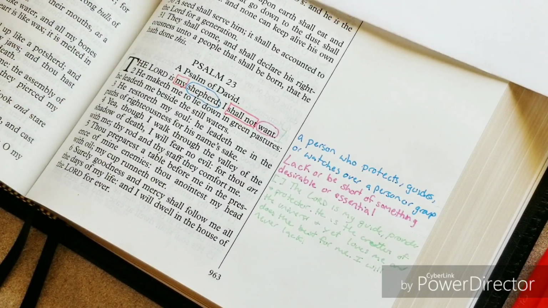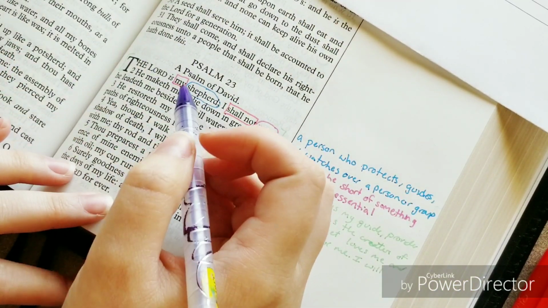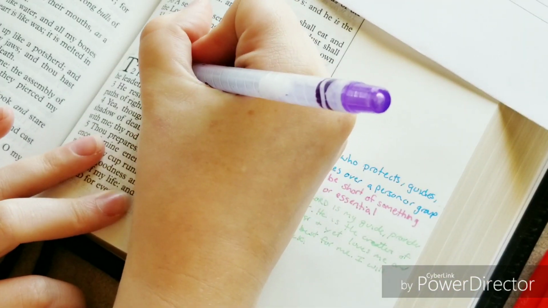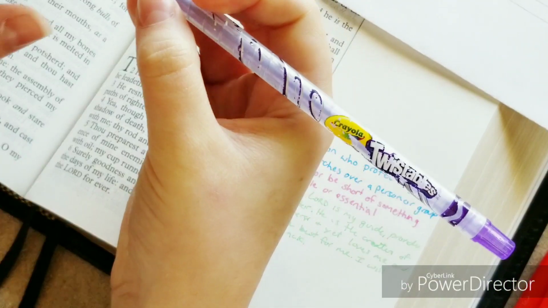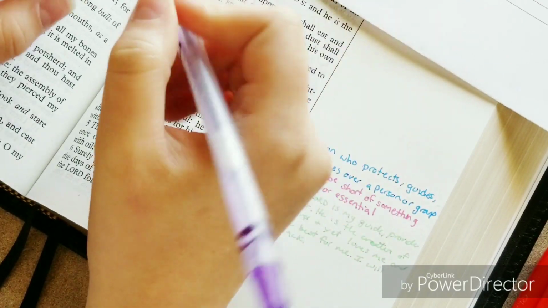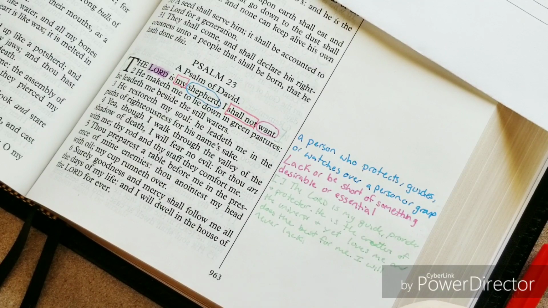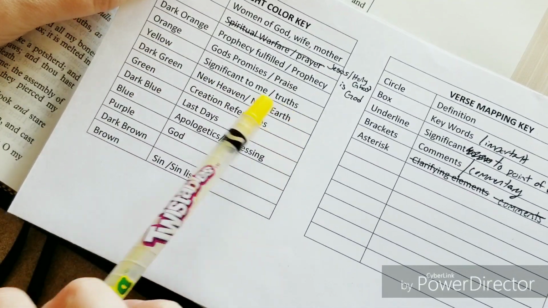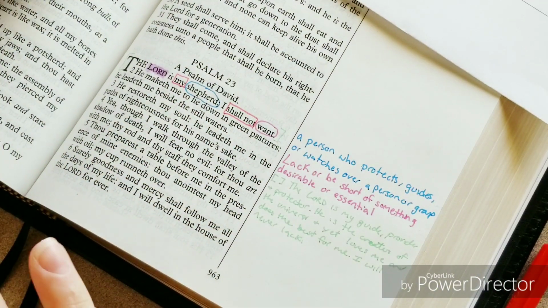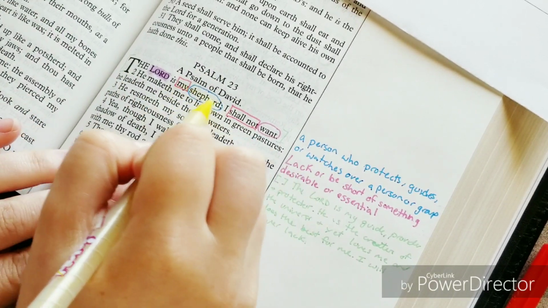So right here you can see that purple is God, and that includes his name. So I'm going to highlight his name in purple, and I use the Crayola twistable colored pencils to do this. And then I'm actually going to highlight this verse, because yellow is anything that's significant to me, or any kind of truth or anything like that. So I'm going to highlight the Lord is my shepherd in yellow.